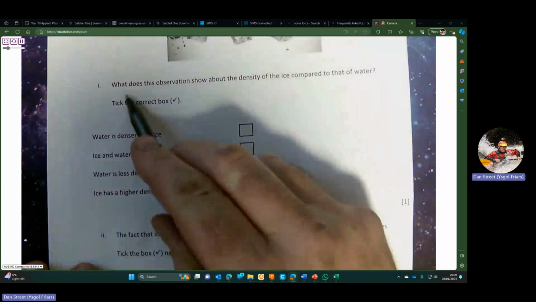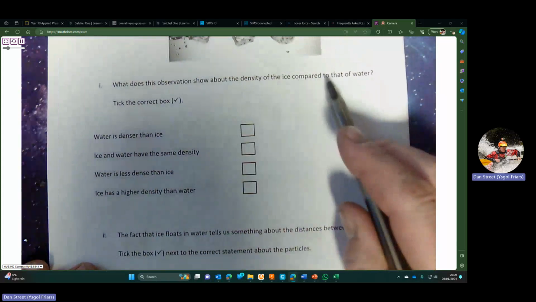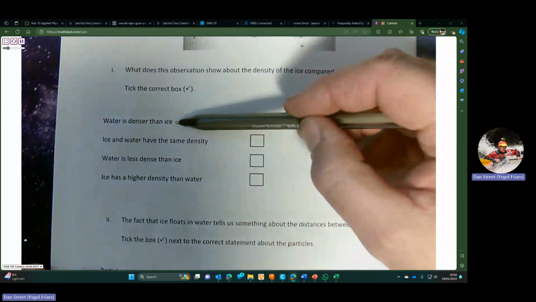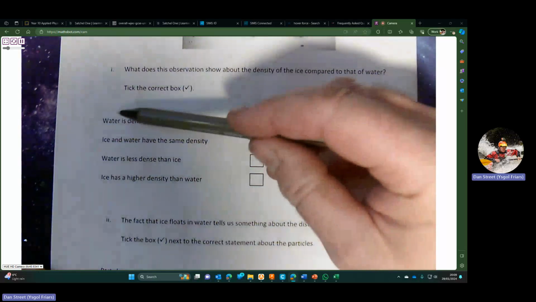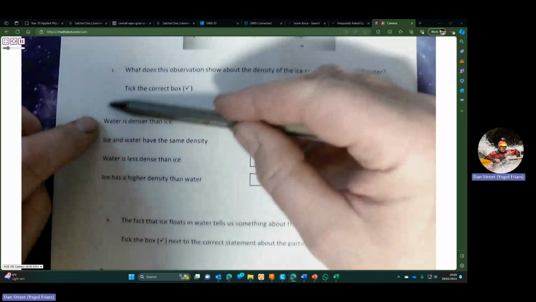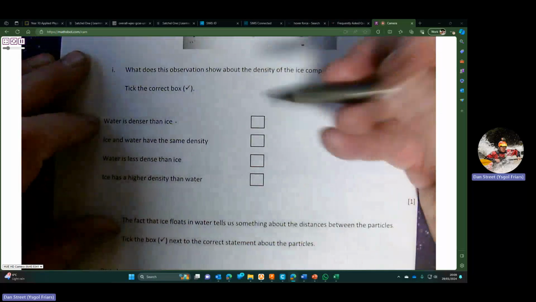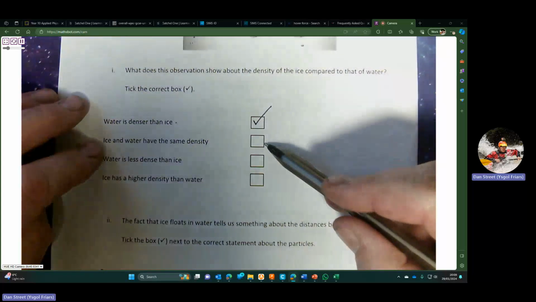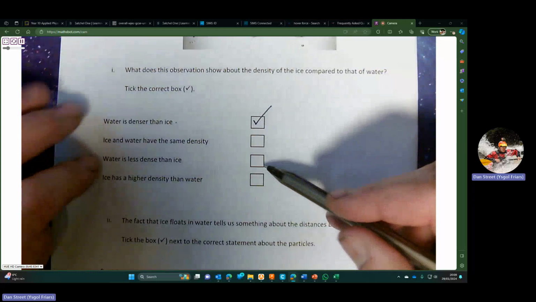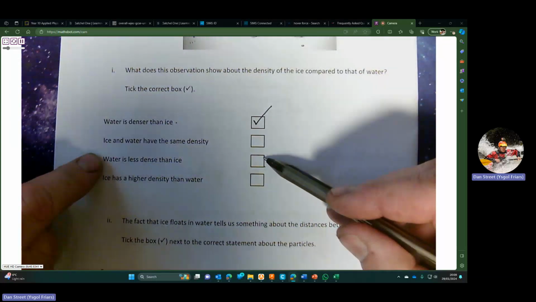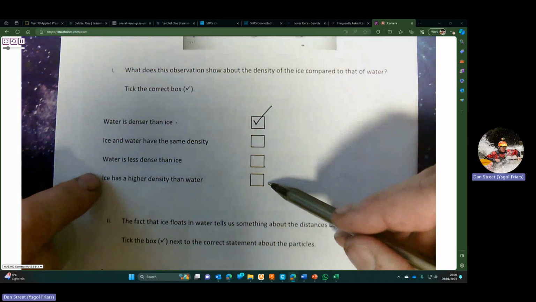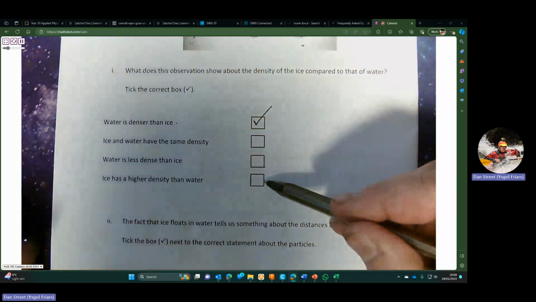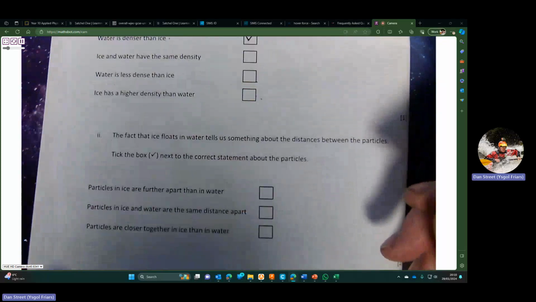Okay, now what does this observation show about the density of the ice compared to that of water? Okay, so we've just mentioned that water is denser than ice. That's not true. Sorry, that is true. Water is denser than ice. I was going to say water is less dense than ice, the wrong way around. Okay, so water is denser than ice. Okay, ice and water have the same density. Well, that's not true. If that were the case, the ice would sink to the bottom. And ice has a higher density than water. Again, that would mean that the ice would sink to the bottom of the water. So it's in fact that first box there.